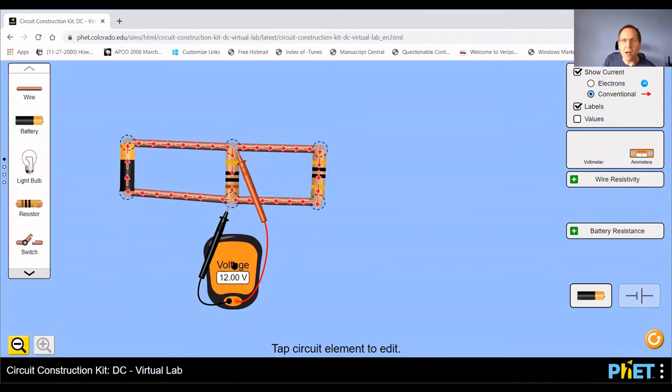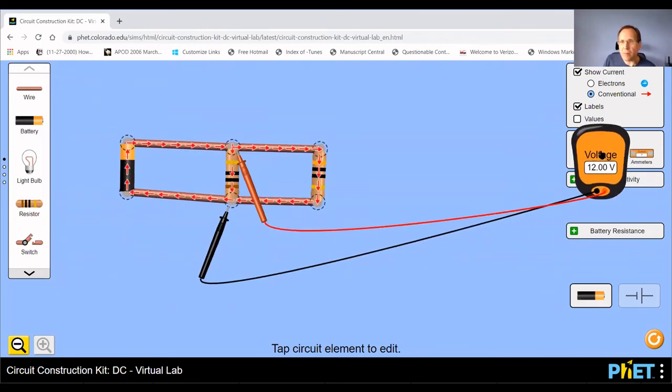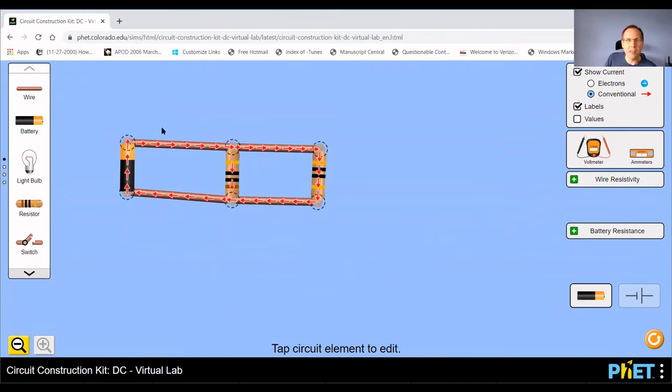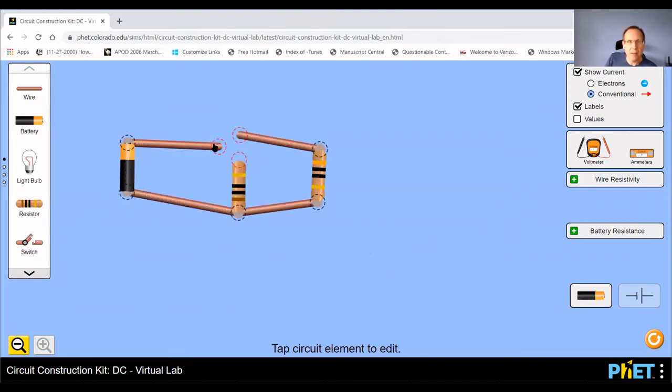Then to measure the current at those 4 locations, remember the first one was right here, so I need to split this.